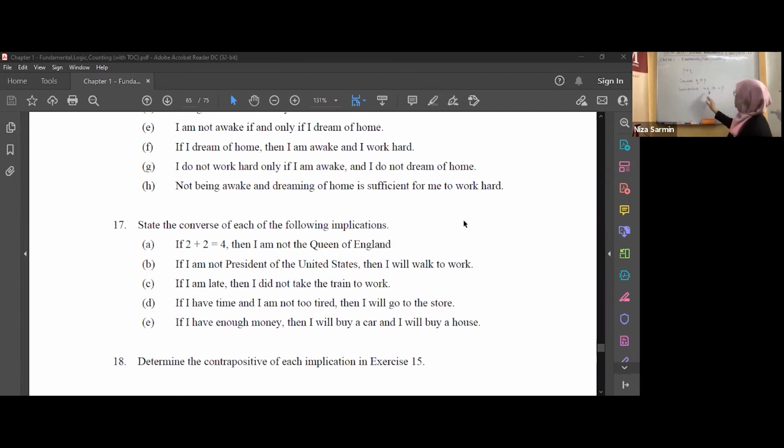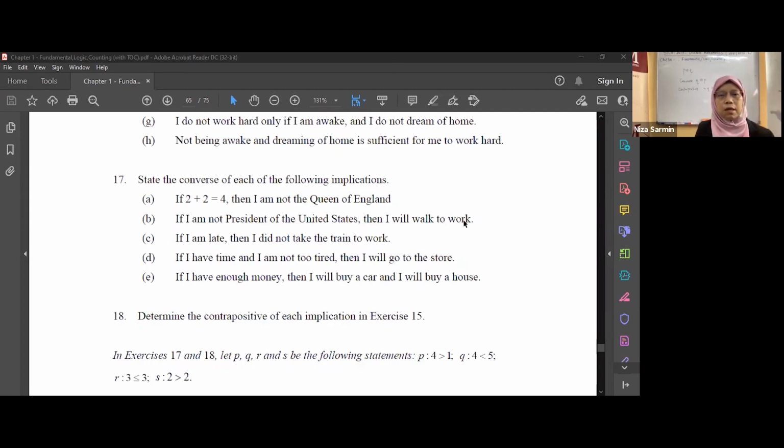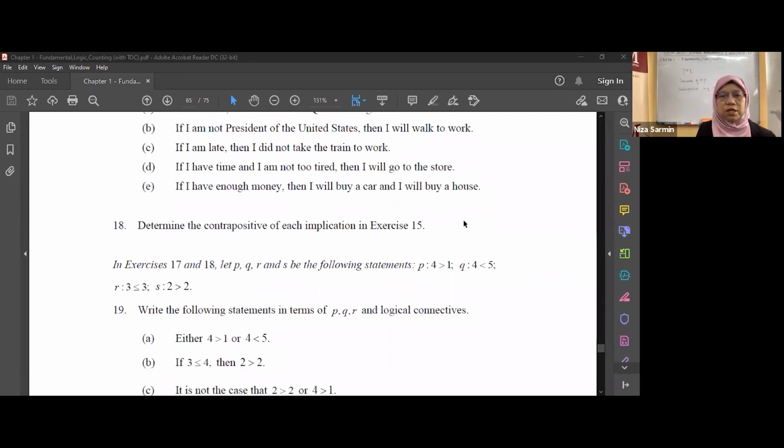So I said the contrapositive is always true, but the converse is not necessarily always true unless it's the double implication. If I put if and only if, then the converse is always true. All right, go down to number 18. Determine the contrapositive of each implication in exercise 15.